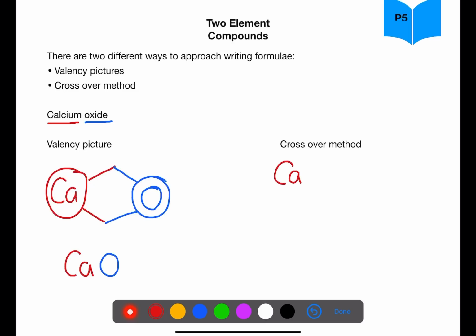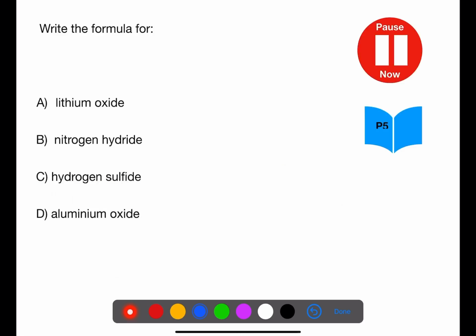Looking at the crossover method, we write out the symbols for both of the elements, Ca and O. We put their valencies underneath, 2 for calcium in group 2 and 2 for oxygen in group 6. We have a common factor of 2 here, so we can simplify to be 1:1 ratio. We then cross over so that the valencies are on the outside of the oxygen and between the 2 symbols. This then gives a formula of CaO. Pause the video now and try these examples using your preferred method.